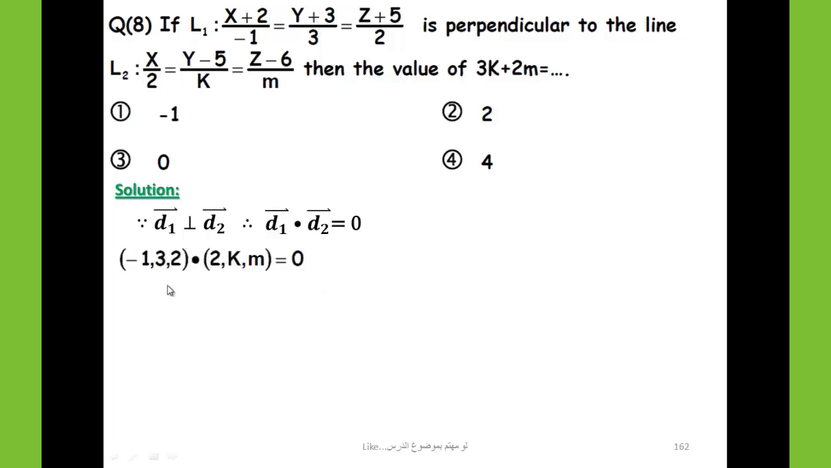Negative 1 times 2 plus 3 times k plus 2 times m equals 0. It is a scalar product. So negative 2 plus 3k plus 2m equals 0. It means 3k plus 2m equals 2, and this is the required. 3k plus 2m equals 2, so the answer is number 2.